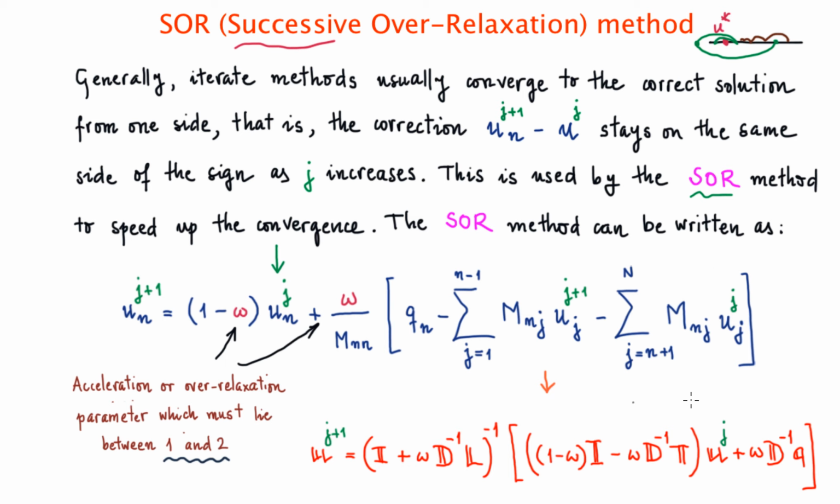Of course, this SOR method can be written in this way. Here you have to choose which is the parameter omega that you want to use, and this parameter has to be between 1 and 2. Of course, if you choose it to be 1, it's actually going to be the Gauss-Seidel method.